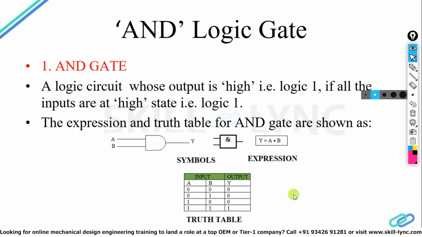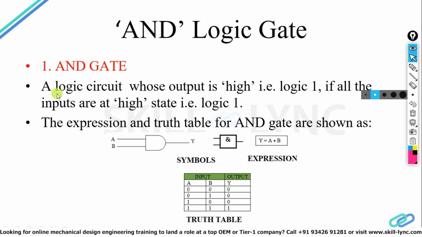Let's start with the AND logic gate. The AND gate is an electronic circuit that gives high output, high output meaning logic 1, only if all its inputs are high. A dot is used to depict the AND operation. Sometimes this dot is not there, and it is simply written AB, and it is still acting as an AND gate.